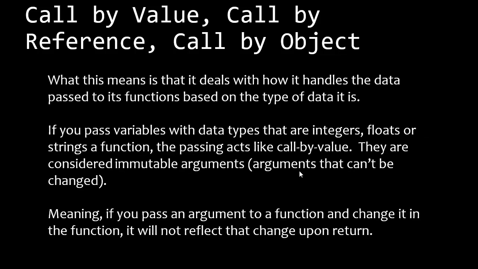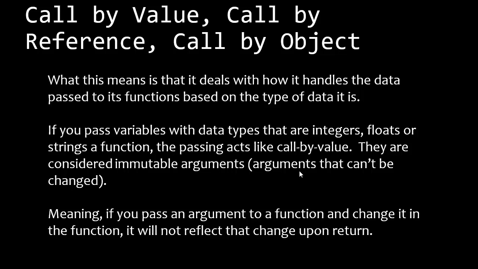What this means is that it deals with how it handles the data passed to its functions based on the type of data it is. This is actually kind of unique. If you pass variables with data types that are integers, floats, or strings to a function, the passing acts like a call by value. So they are considered immutable arguments, which means arguments that can't be changed. That's what immutable means, can't be changed. Mutable means it can be changed. So mutable can be changed, immutable can't be changed, just in case you need a vocabulary lesson today.